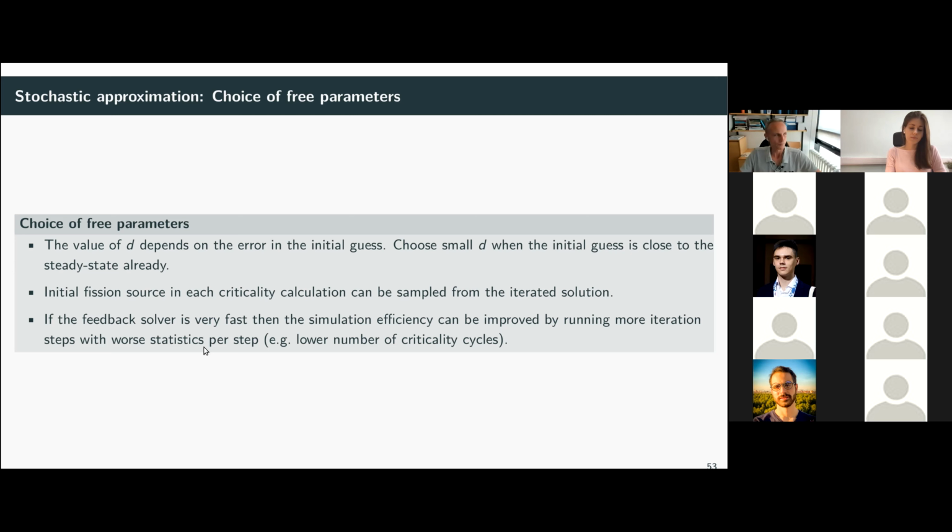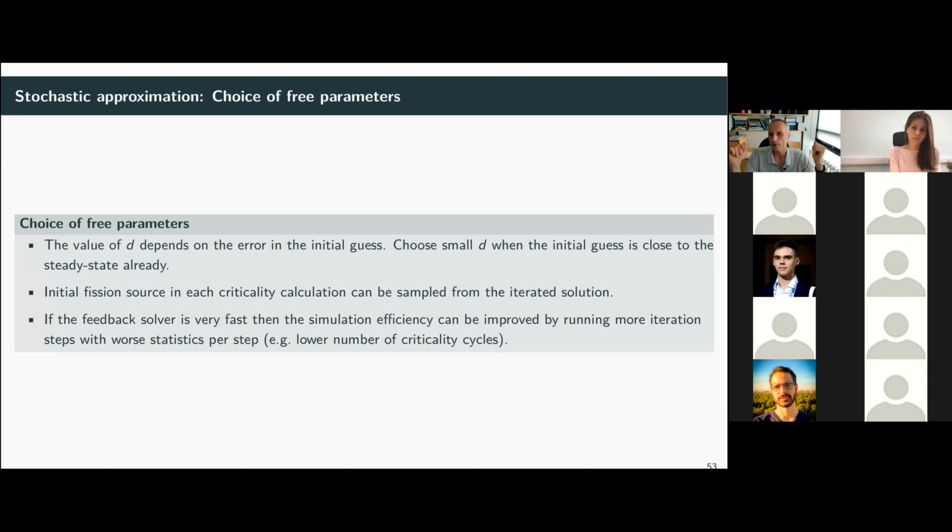Another interesting topic is how to optimize the statistics, right? Basically, the number of neutron histories that you simulate at every iteration step. Every time you run the Monte Carlo criticality solver, you have to decide the number of cycles and the number of neutrons that you simulate at every cycle. So you have a choice to use a small number of cycles every time you run the Monte Carlo criticality solver, and then compensate by running more iteration steps for the coupling scheme, right? Or you can do it vice versa.